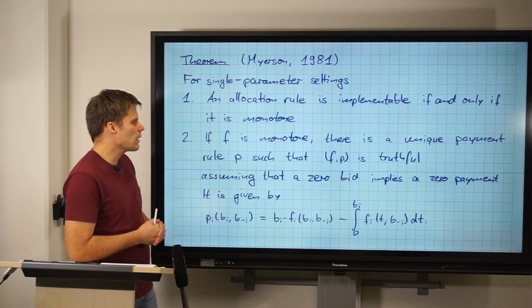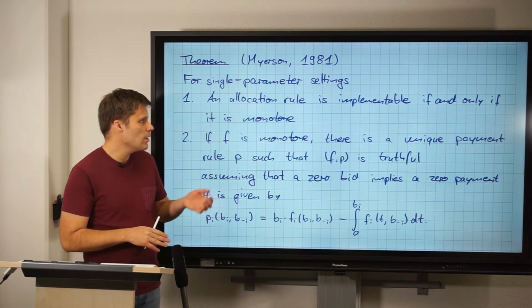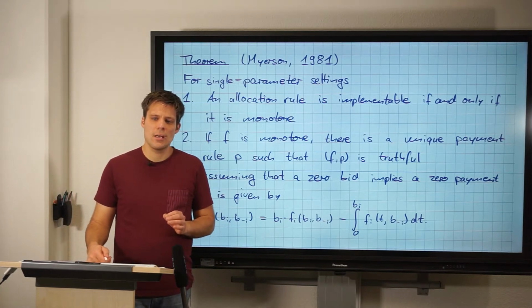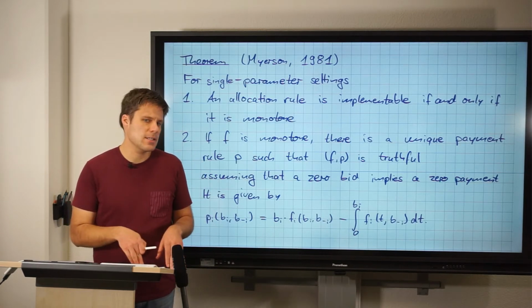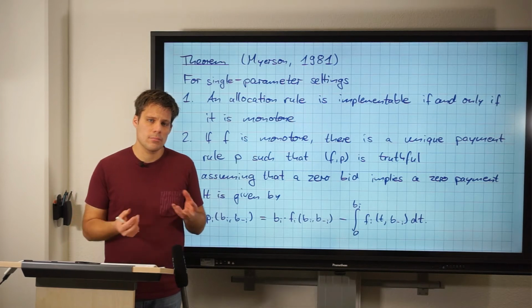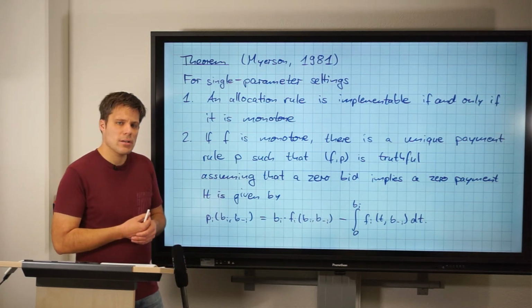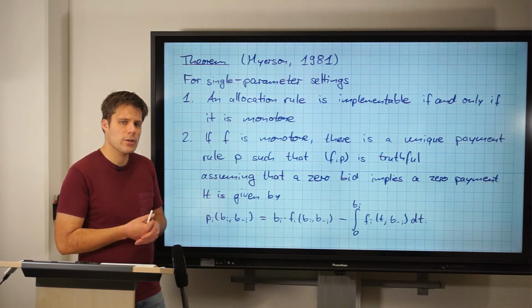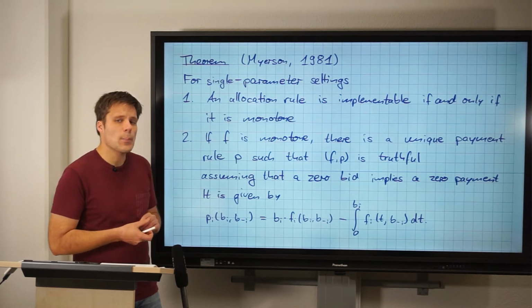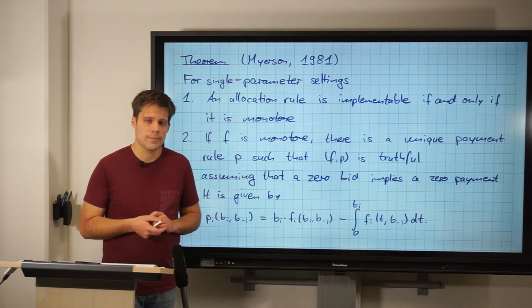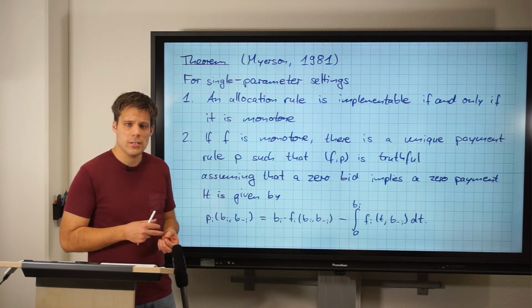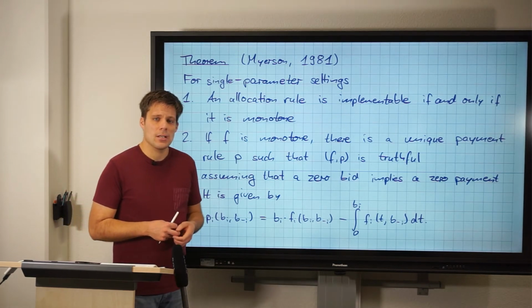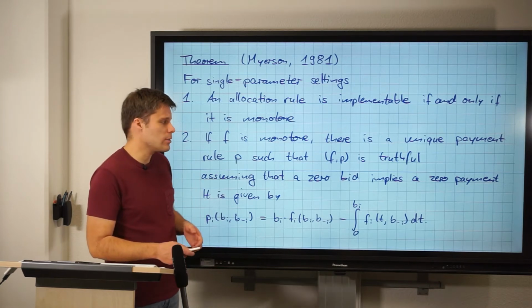So, what's our claim here? We actually have two claims. First, an allocation rule is implementable if it is monotone, and if it is not monotone, then it isn't implementable. So this is not only necessary but also sufficient for a truthful mechanism: the monotonicity of the allocation function. Of course, you can still define payments such that you don't get a truthful mechanism, but you can always find payments such that you get a truthful mechanism if your allocation function is monotone.